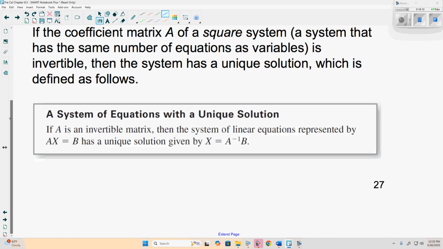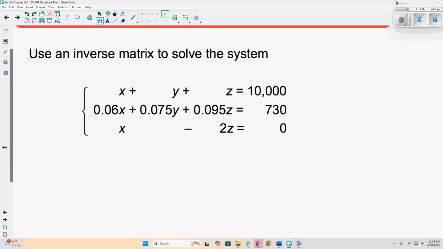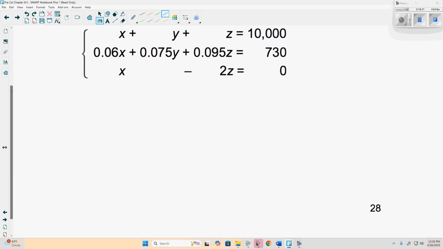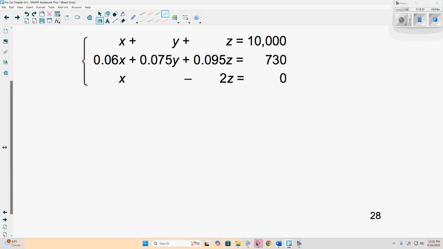Systems of linear equations, we can solve them with inverses, getting the variable by itself. Now to do that, we take the system and write the coefficient matrix. So that's just the numbers in front of our variables. The first one, the numbers in front of x, y, z are 1, 1, and 1.